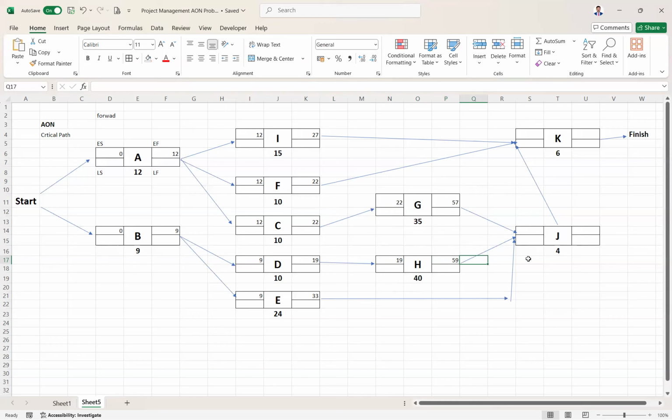Now come to J. If you see, for all these nodes there is only one predecessor. I's predecessor is A. Predecessor means who comes before. F's predecessor is A. C's predecessor is A. Only one. For J, you have three predecessors. Now, this is a confusion. What should be the early start?